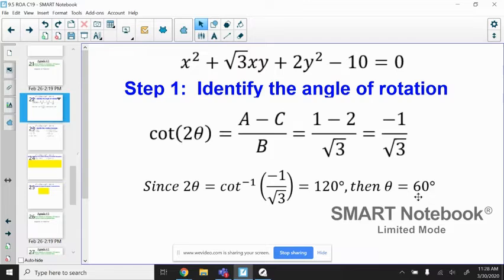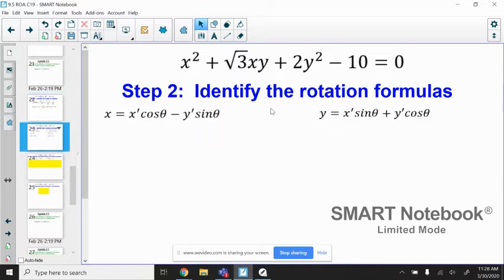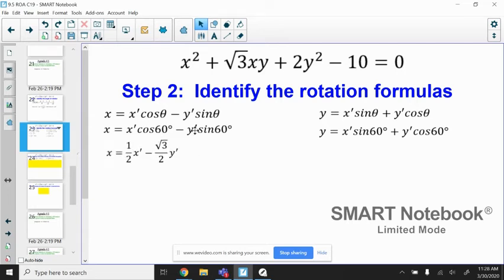From there, now that I have my angle of rotation necessary to eliminate an XY term, I then developed the rotation formulas. Once again, I remind you, you guys did a lot of good work to understand where these two equations come from. So I simply substitute 60 degrees in for theta in both cases. I recognize that the cosine and sine of 60 degrees are 1/2 and square root of 3/2 respectively. So everything gets inputted where it belongs.